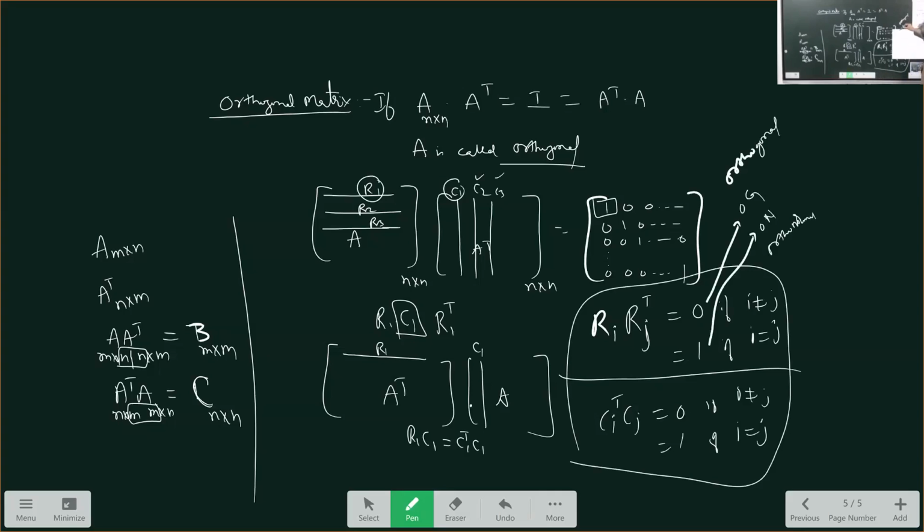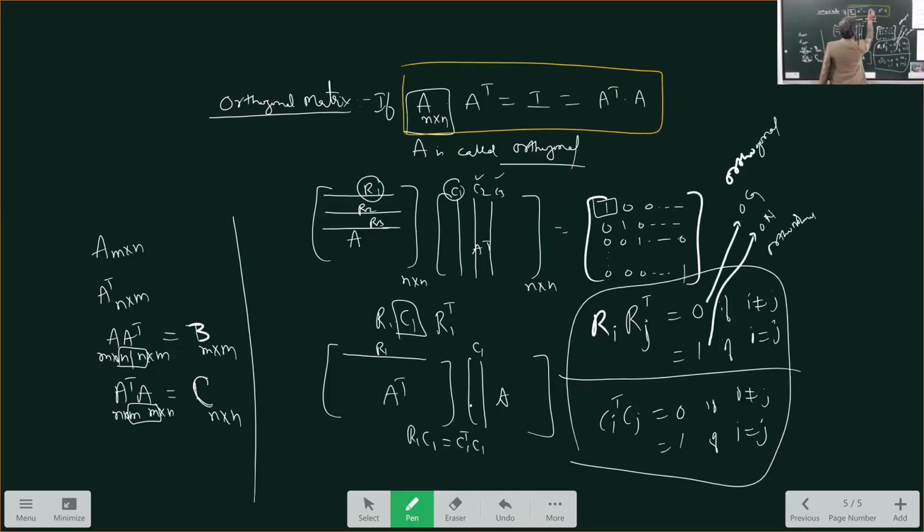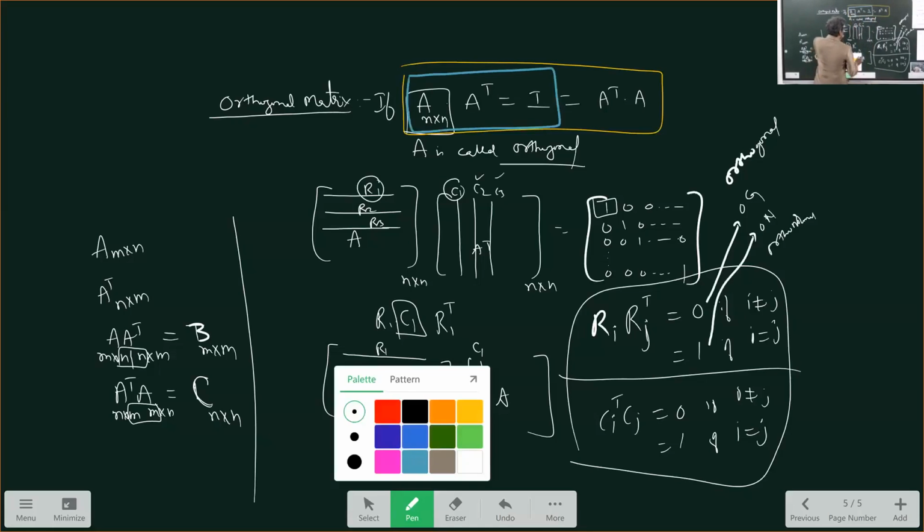Sir, is the orthogonal matrix one type of square matrix? Yes. When you are talking about an orthogonal matrix, it should be a square matrix. A square matrix is said to be orthogonal if you have these two conditions. Please remember, not only one condition; I should have both. One condition is this one, and the other condition is this one. That is why we should have two conditions.